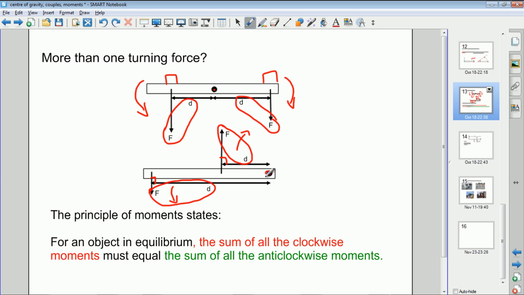Sometimes there are more than 2 forces acting, 3, 4 or more forces. So we work out the moment from each one and we add up all the ones that are tending to turn the object clockwise. We add up all the ones that are tending to turn the object anti-clockwise. And if the object is in equilibrium, the sum of the clockwise moments equals the sum of the anti-clockwise moments.